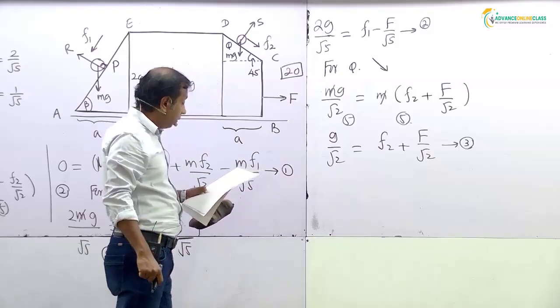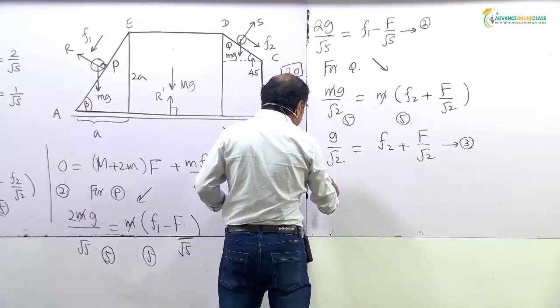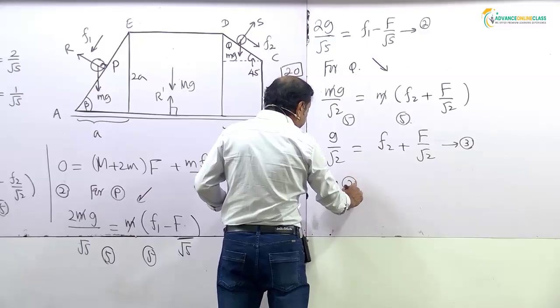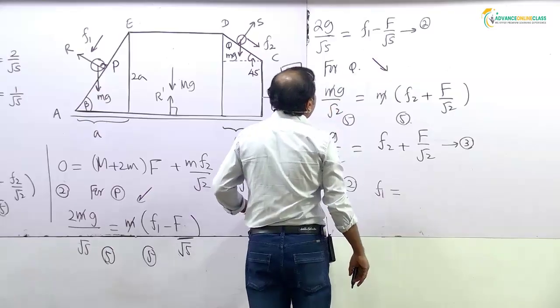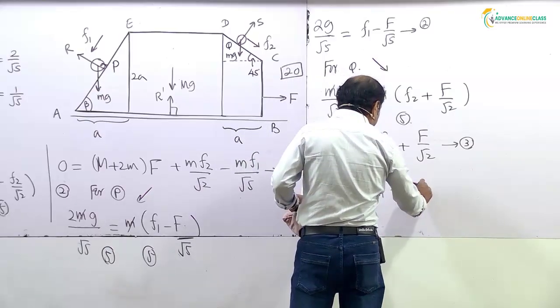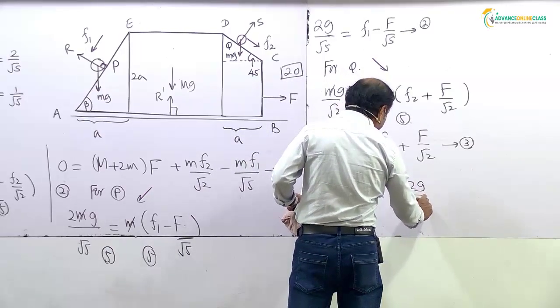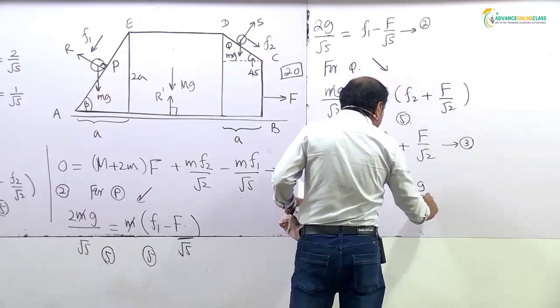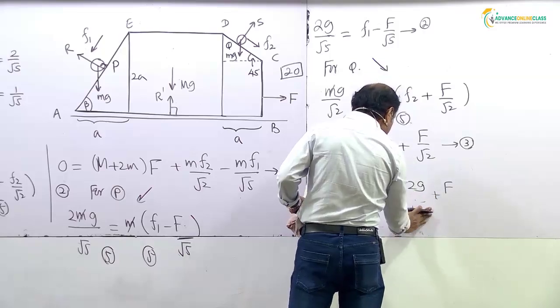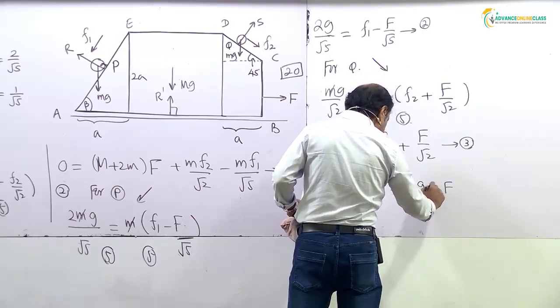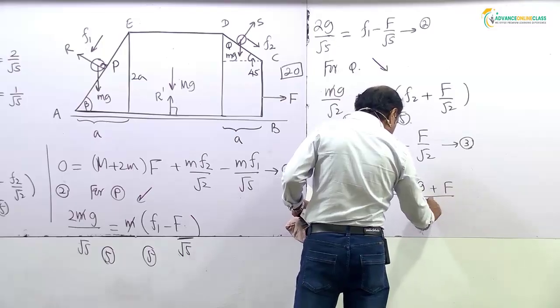By number 2, subject F1, right? We get 2g over root 5, take the side, capital F over root 5, no? Then we get 2g plus F over root 5.